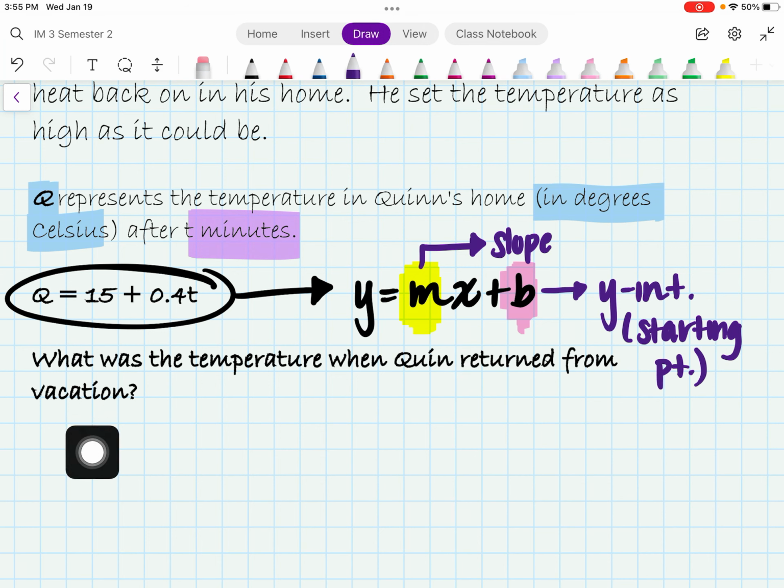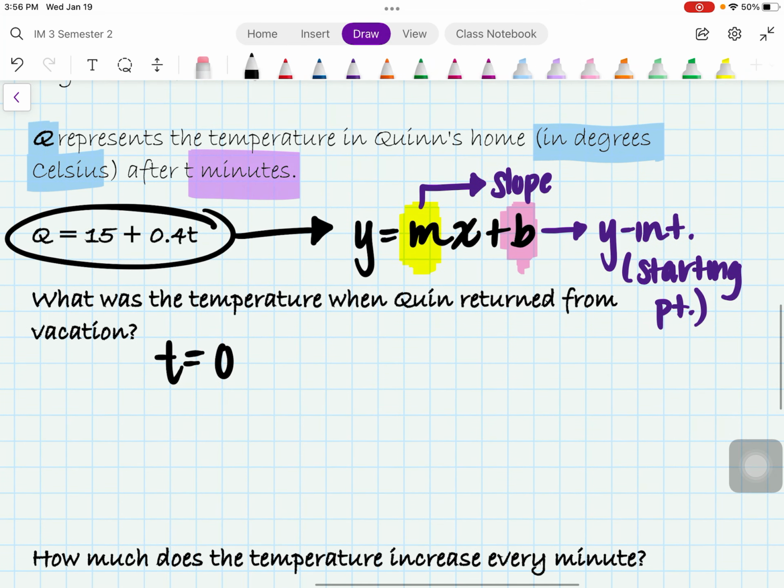First off, it says, what was the temperature when Quinn returned from vacation? So they're basically asking what was the temperature when Quinn got home. Quinn hasn't actually turned on the heater. So we can say that time is actually 0 because he hasn't started the heater. So T in this case is 0.